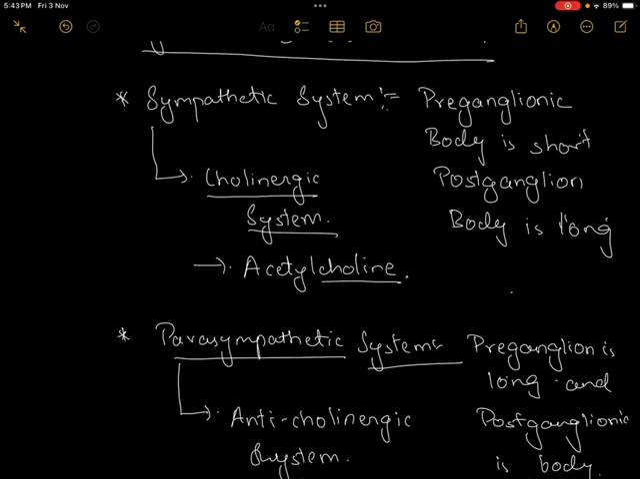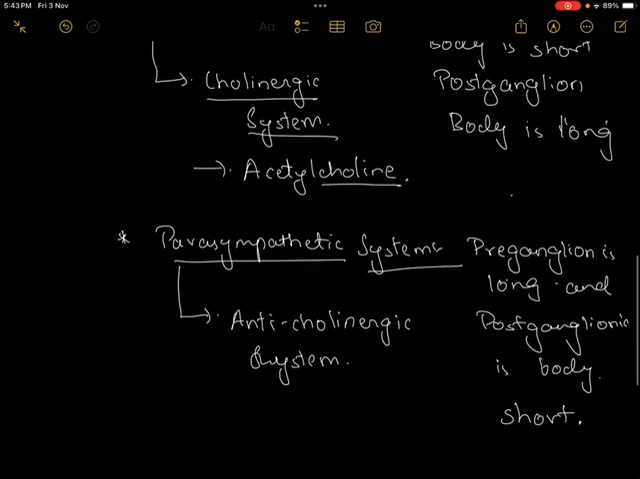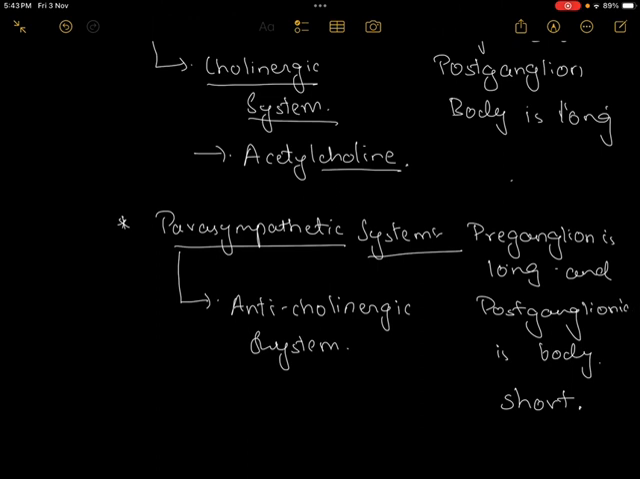So why do we call the parasympathetic system the anticholinergic system? Because the actions of these systems are opposite of each other. The sympathetic system usually increases the stimulation of all the organs. But in terms of the parasympathetic system, it is always responsible for decrease in stimulation of all the organs. So we call the parasympathetic system also the anticholinergic system.